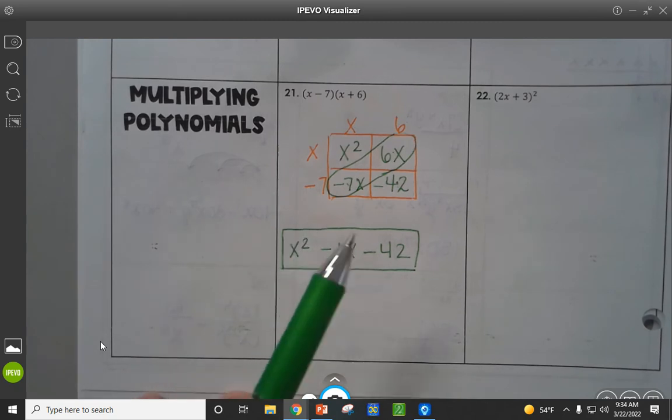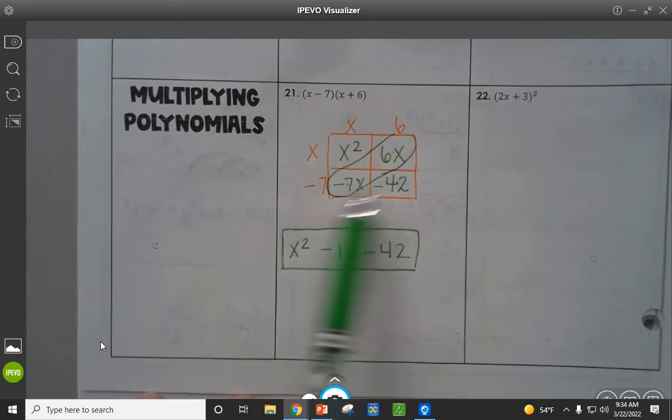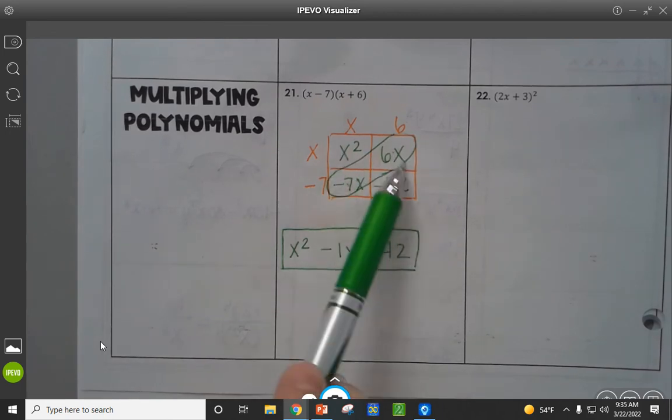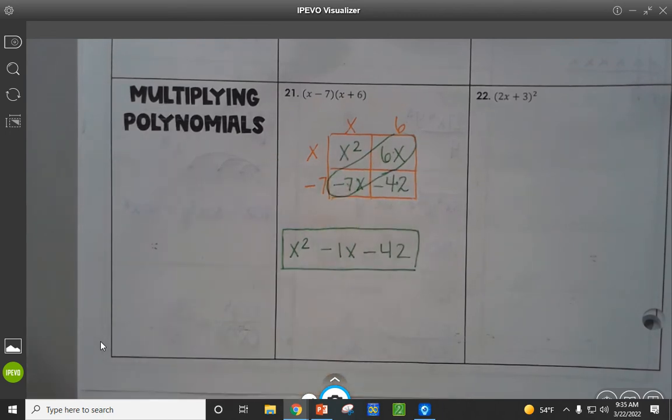This is essentially FOIL method, but instead of just writing them all out, you've got them in a box. And that way, as long as you fill in every box, you know you didn't forget something. And do it the same way for 22?